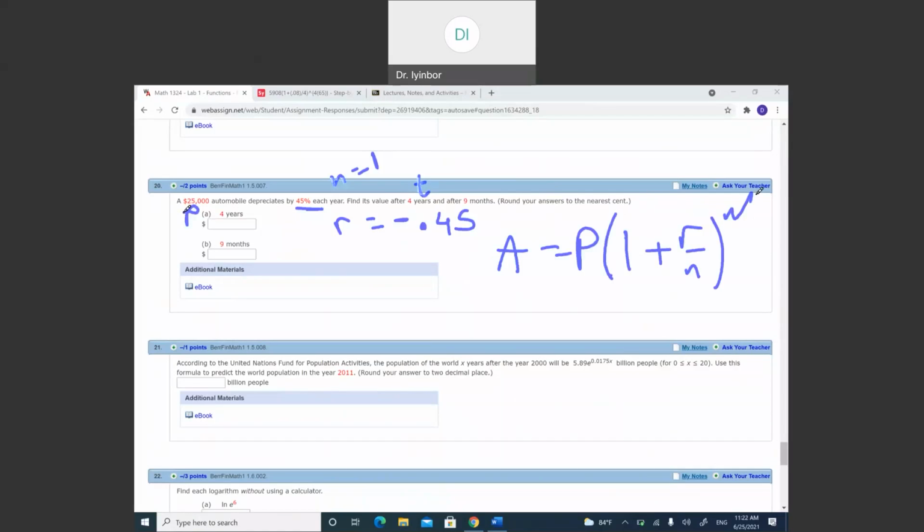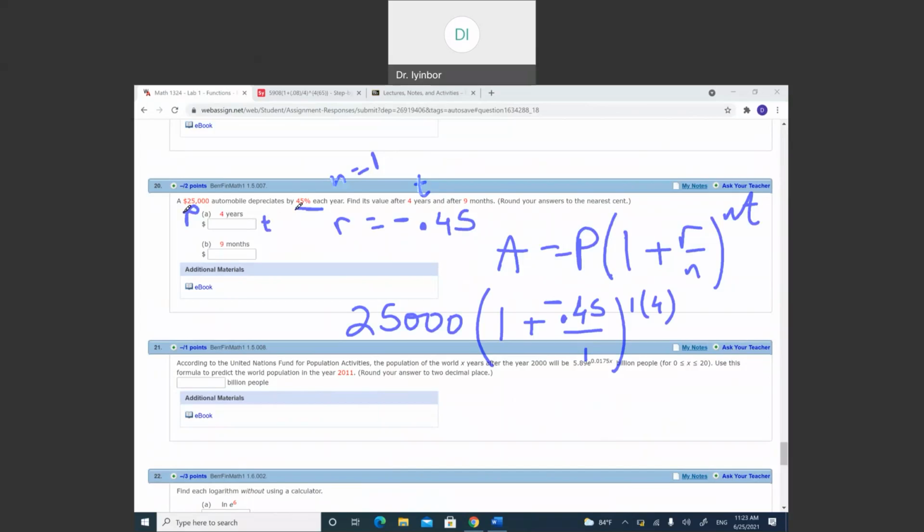But because it's depreciation, the rate is going to be a negative number, and we have everything to plug in. So we have 25,000, and then you have 1 plus the rate, negative 0.45, over 1 with exponent 1 times 4 years. And then we're going to plug it in and get the answer. Now for the next one, the first one, the T is going to be 4.